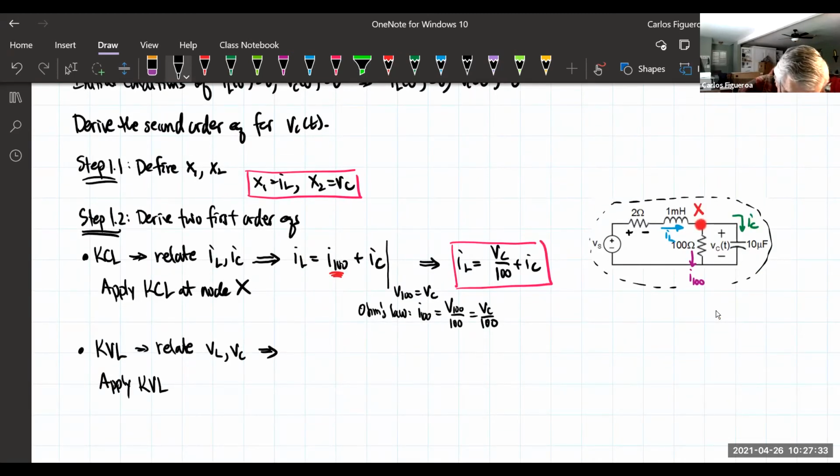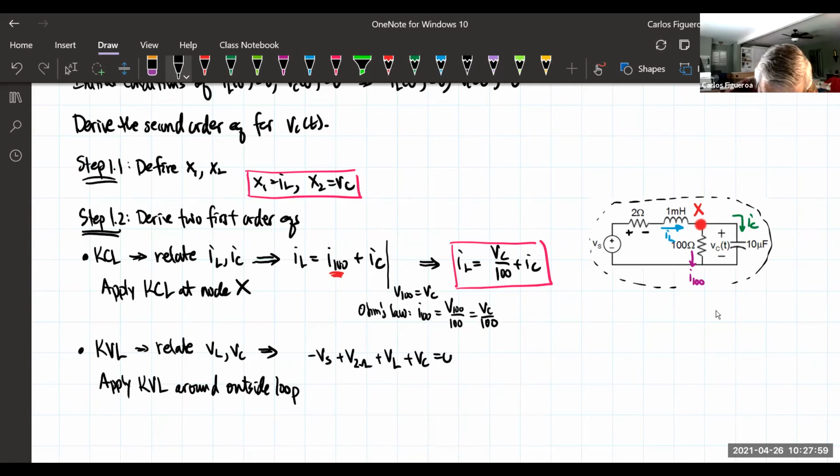So I'm going to apply KVL around the outside loop. So here I go. Starting with the voltage source, I'm going to go minus Vs, then I'm at the 2 ohm, so I got plus 2 ohms. Then I got the voltage of the inductor. Then I come around and I got the voltage of the cap, and that has to equal 0.